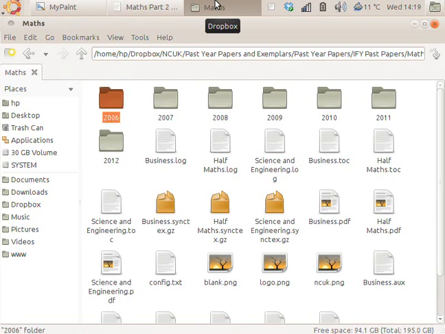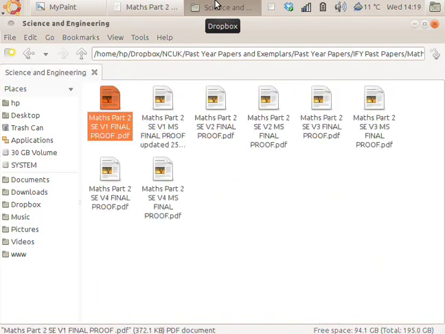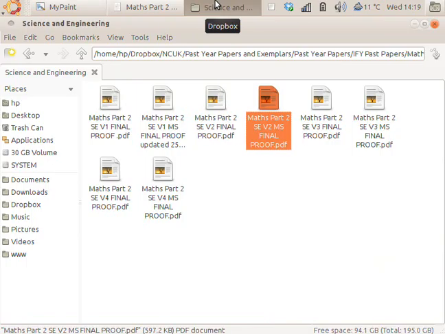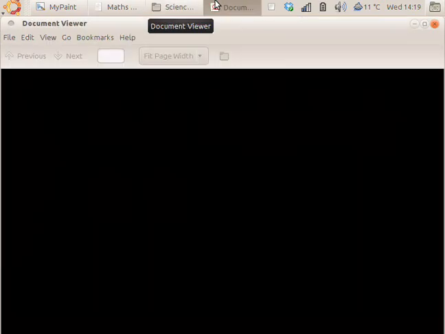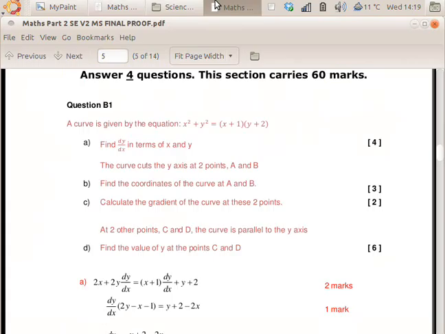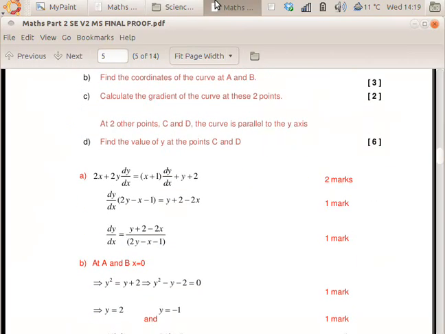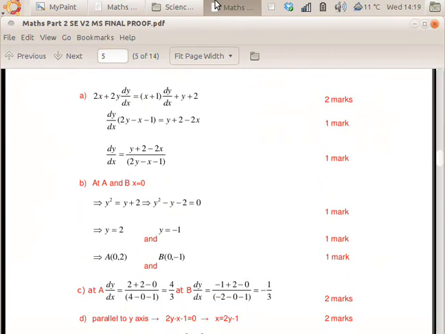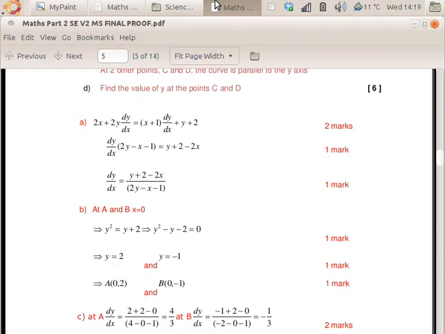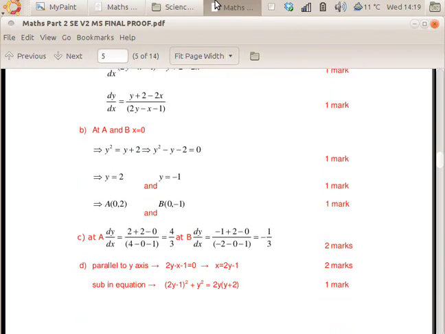So this was 2012 version 2, Maths part 2. Did I get 2 and minus 1 for the B part? Yeah, and then I got minus 1 over 3 and 4 over 3 as the slopes. So ABC is right.